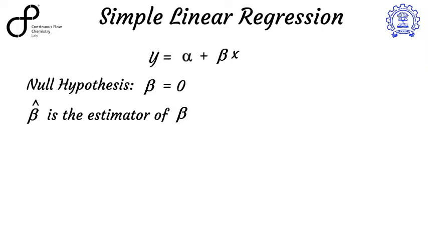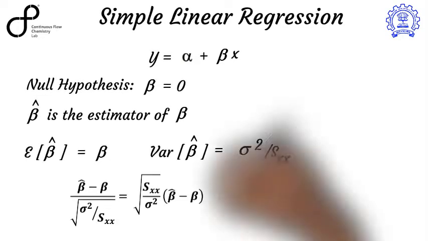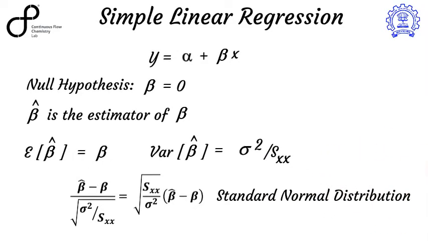Beta cap is the estimator of beta, therefore we need to study the distribution of beta cap. The expected value of beta cap is beta. We know that the variance of y is sigma square. Therefore, the variance of beta cap is sigma square divided by SXX. Once we know the expected value and the variance of beta cap, we can write the equivalent standard normal distribution as shown here.